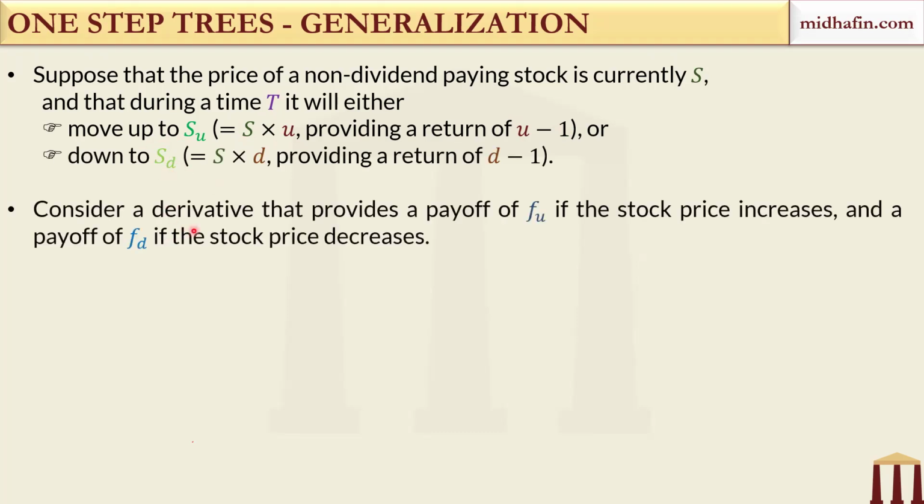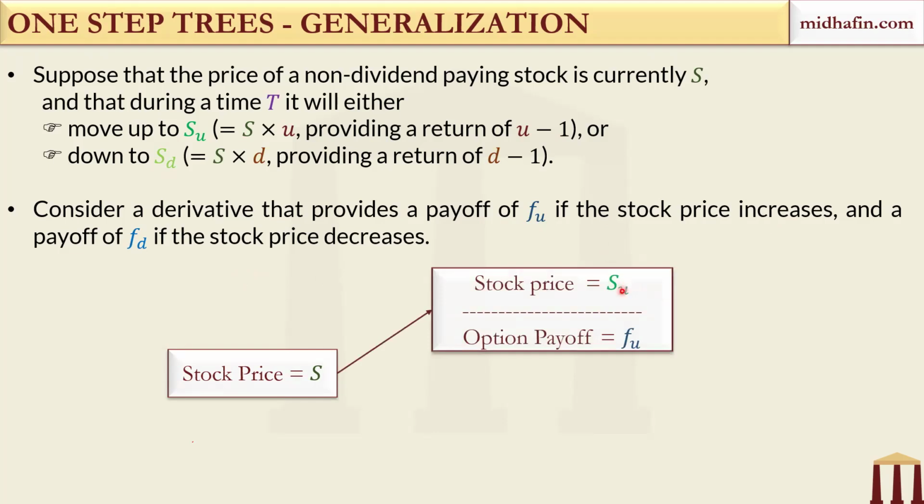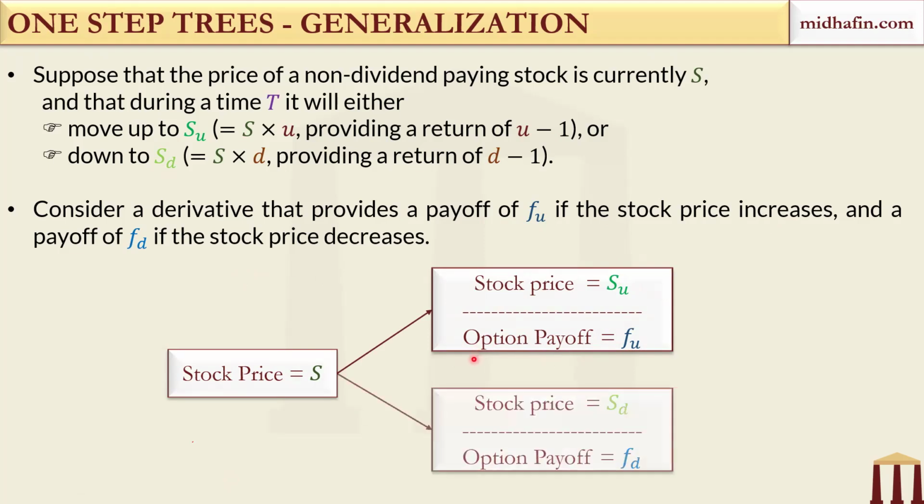Now consider a derivative which provides a payoff of FU if the stock price goes up and a payoff of FD if the stock price decreases. So again, let's first understand or visualize this properly. I said that we have an initial stock price S. There are two scenarios in front of you. Either the stock price will move to SU, and in that case, the option is providing a payoff of FU, or any derivative. In fact, it's not an option in general, it can be any derivative. And this is the down move. Stock price will become SD, and in that case, the option payoff is FD.